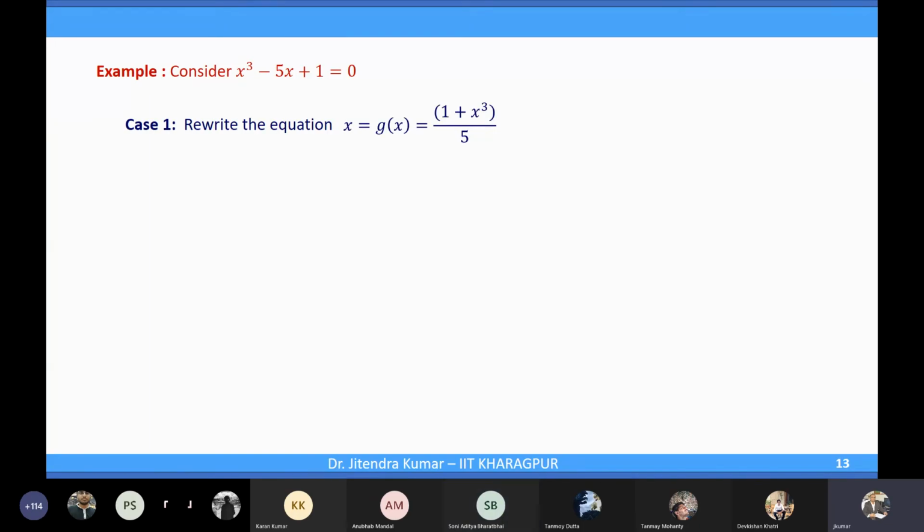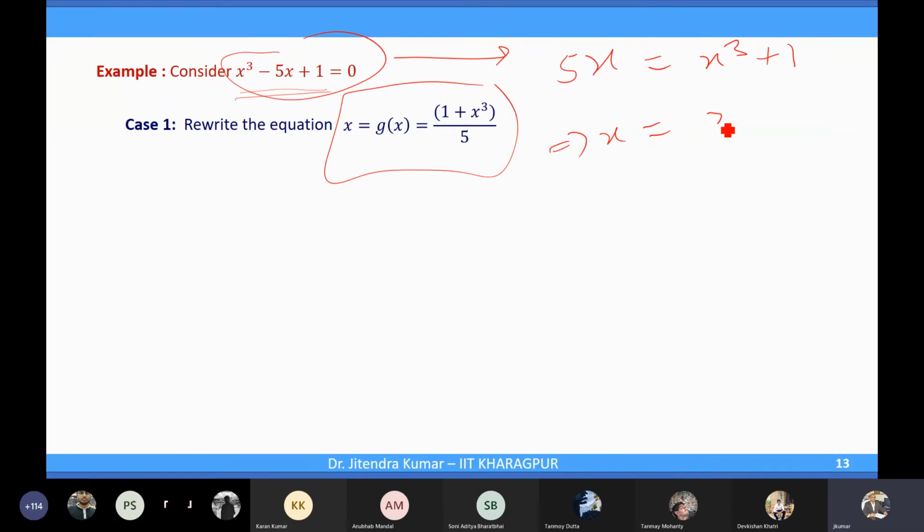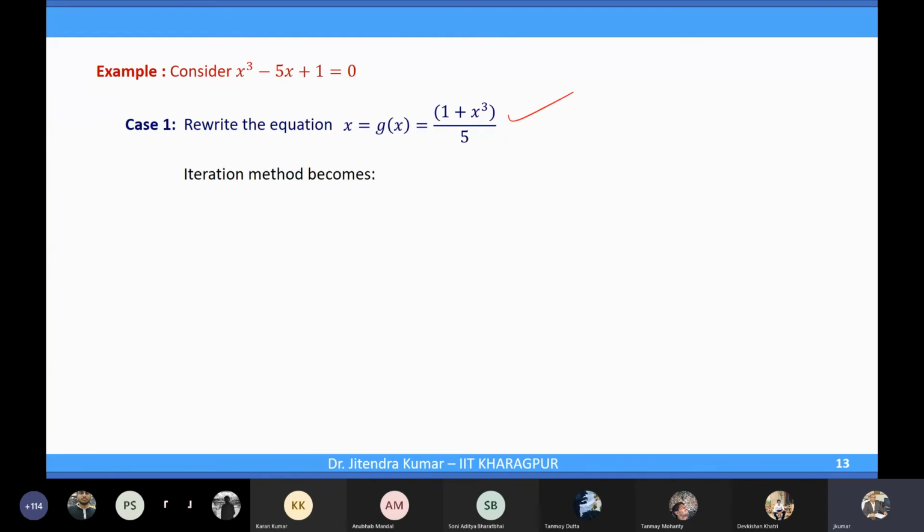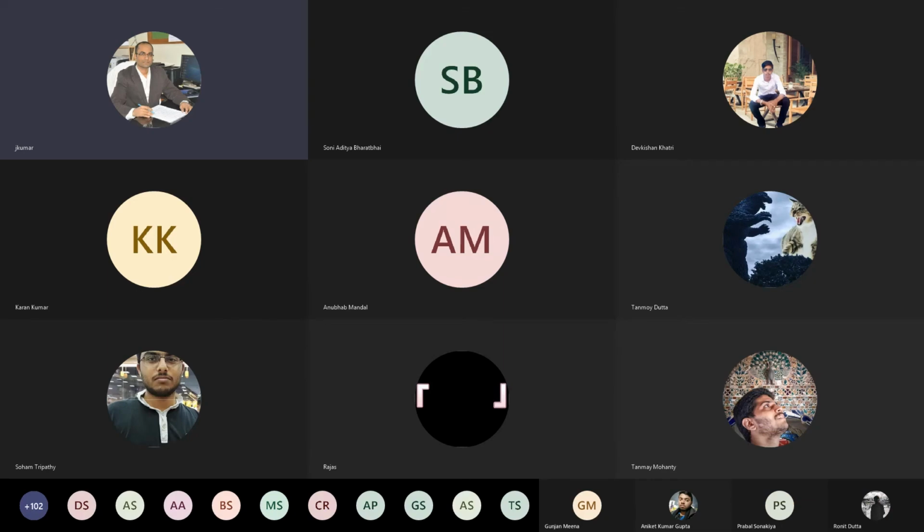Okay, sir. So here we rewrite, for instance, x cubed minus 5x plus 1, I think the same example which I had taken there. So rewrite the equation as x is equal to g(x) in this form. This is one way of writing: 5x on one side and x cubed plus 1 on the other side. And then out of this, x is equal to (x cubed plus 1) over 5. This splitting I have done. Now for iteration methods, you can immediately write your iteration method.